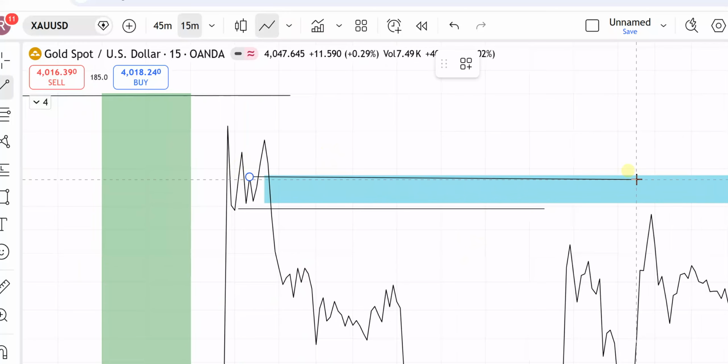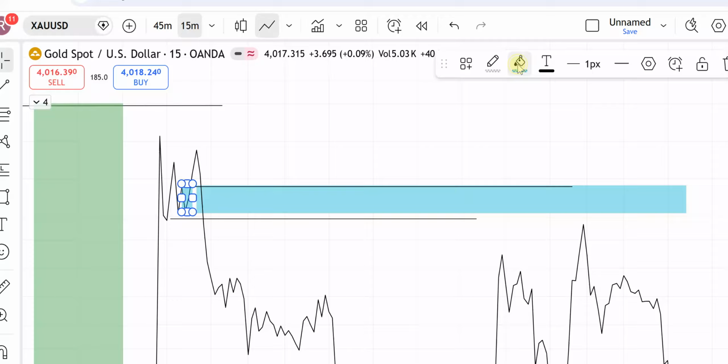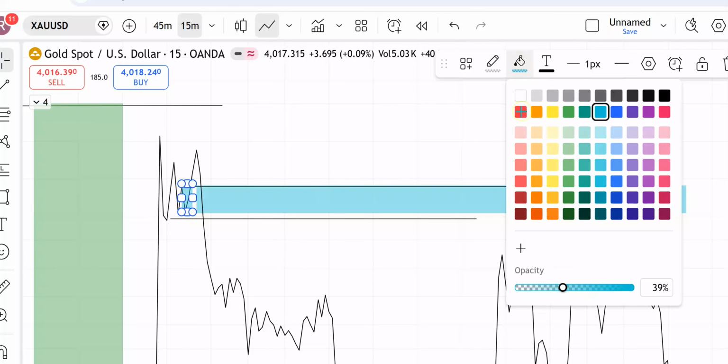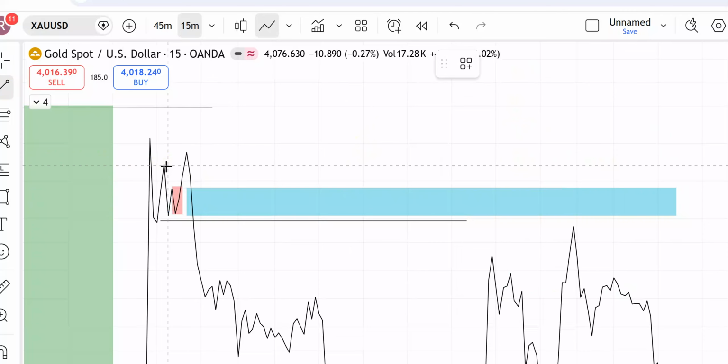The market should come and take the liquidity of this zone. Okay, so I just mark out this zone, because that complete zone is my liquidity area zone. I mark this out because the market should take the liquidity. Okay, and my last key level is like this.